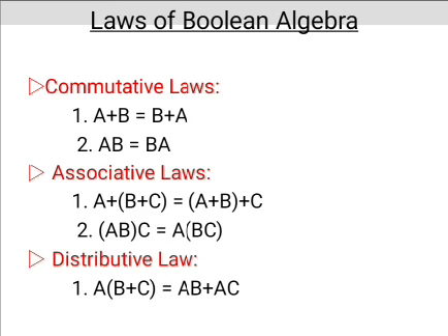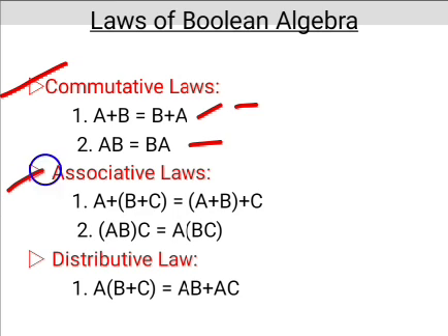Next, laws of Boolean algebra. You know there are three basic laws of Boolean algebra. First one is the commutative law. A plus B equals B plus A. Second one, A into B equals B into A. If it is three variables, A plus B plus C equals C plus B plus A.